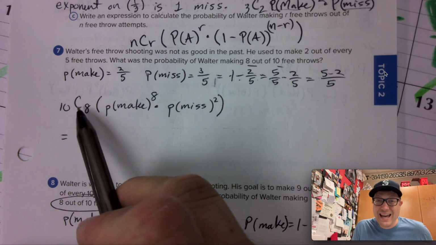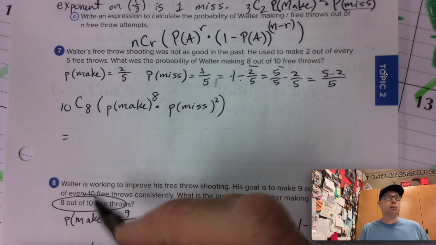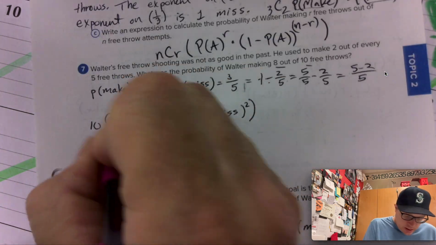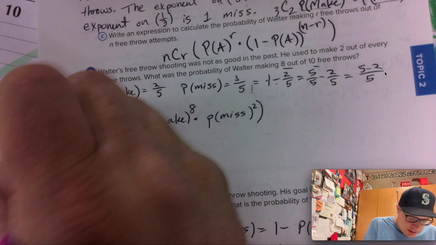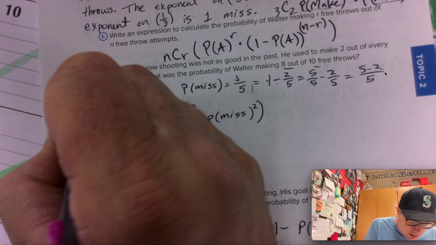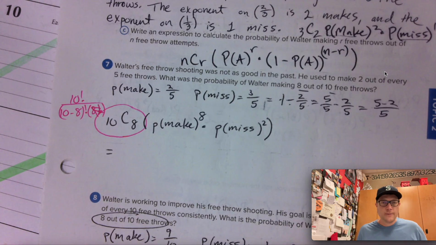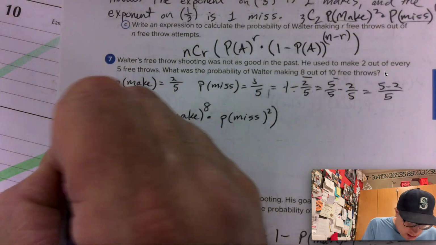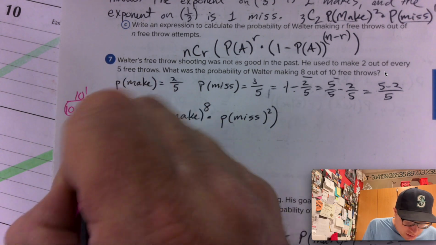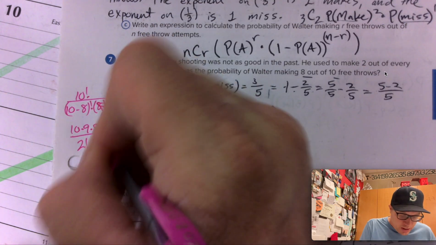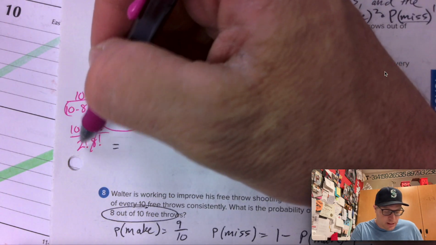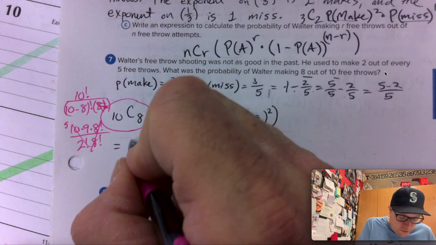This is 10 choose 8. Okay, so 10 choose 8. I'll do this with the other color. This is 10 factorial over 10 minus 8 factorial times 8 factorial. So 10 times 9 times 8 factorial over 2 factorial times 8 factorial. The 8 factorials cancel. 2 factorial is 2. 10 divided by 2 is 5. The answer for this is 45.